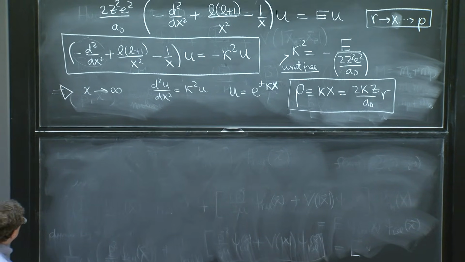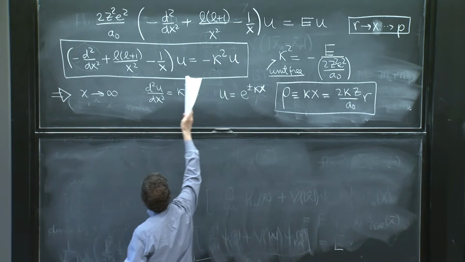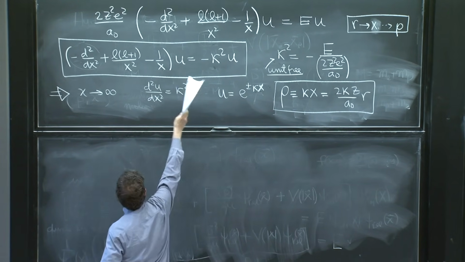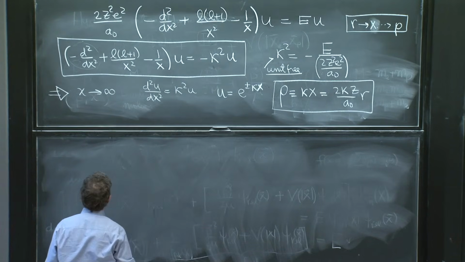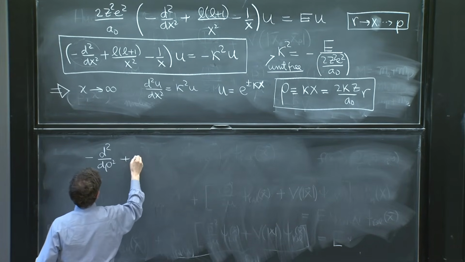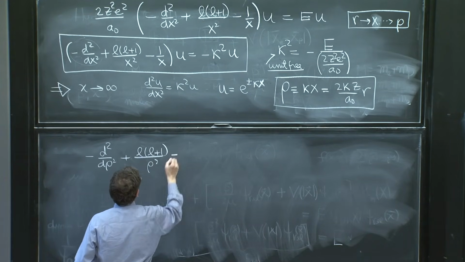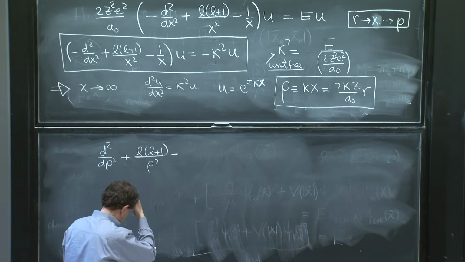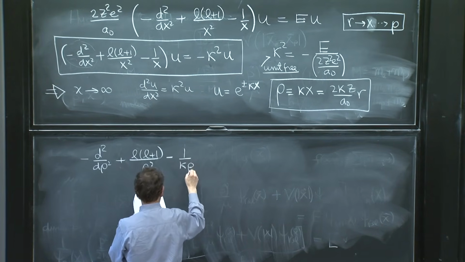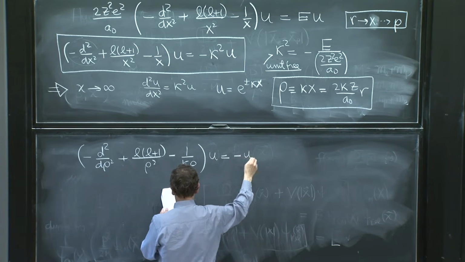If you look at the differential equation here, think of moving the kappa squared below. Then you see immediately it fits perfectly well in the first two terms. So you get minus d second d rho squared plus L times L plus 1 over rho squared. And here it doesn't fit all that well. You would have 1 over kappa left over, so 1 over kappa rho, u equals minus u.